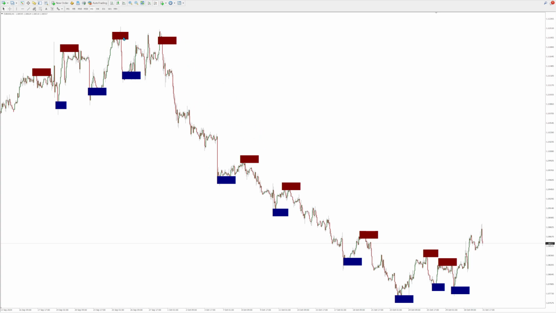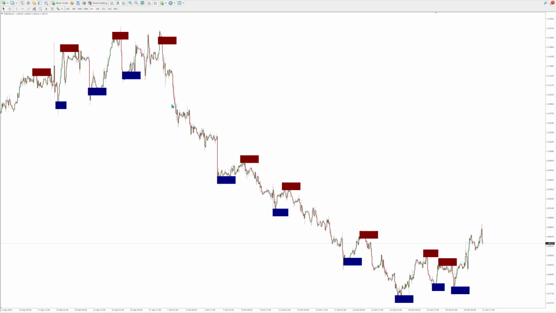You can see here it's displaying these brown boxes, which are supposedly areas of resistance, and these blue boxes, which are areas of support. Okay. You can find the indicator for the MT4, MT5 platform for free online, or perhaps you can find it for your platform of choice. One thing I will say is don't rush just yet to get it. Please watch this video and I'm going to explain to you exactly why.